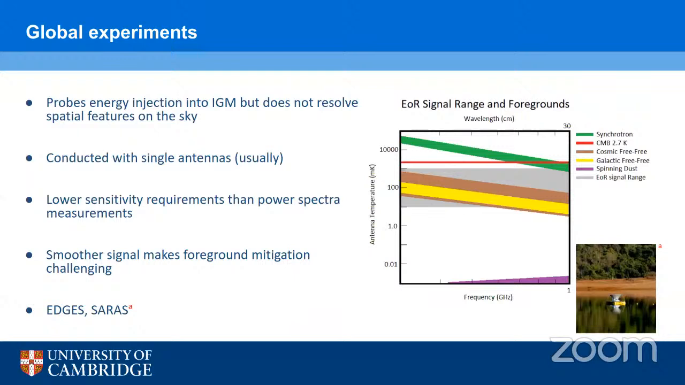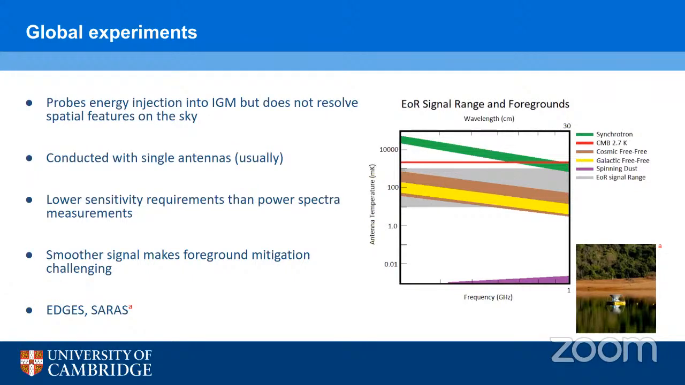Sticking with global experiments, this kind of experiment probes the energy ejection into the intergalactic medium, but it does not resolve the spatial features on the sky. These kind of experiments have a lower sensitivity requirement than the power spectral measurements and are conducted usually with single antennas. The smoother signal using this method, however, makes foreground mitigation challenging. On the right, we see a plot, and in gray, we see the signal range for an epoch of reionization cosmic signature, shown in gray again. And on the low frequencies, we see that this is dominated by galactic synchrotron radiation, plotted in green here.